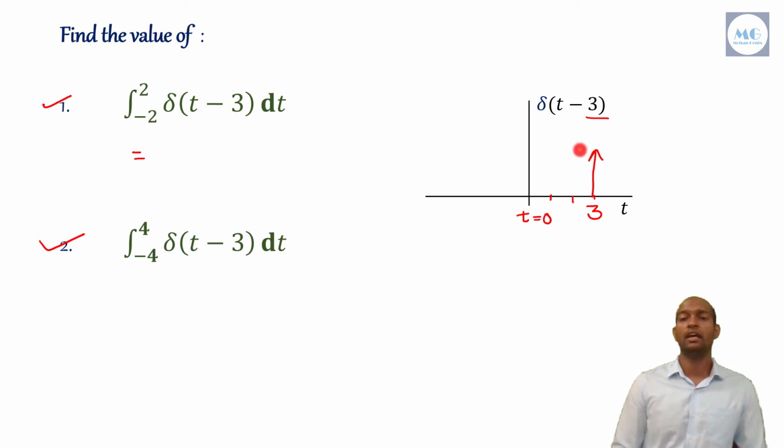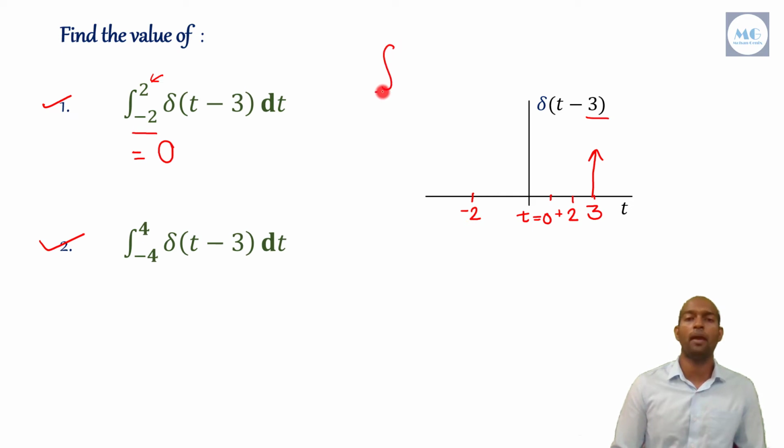Now we have to integrate it from minus 2 to plus 2 as per our question. Friends, you can observe that in this range from minus 2 to plus 2, the impulse does not exist. That means its integration will be 0. So by directly looking at the integration limits, we can say what the integration of any impulse function will be. If the impulse function exists within that range, then its answer will be 1, as we know that the area of any unit impulse function is 1. This is the third property of unit impulse signal.